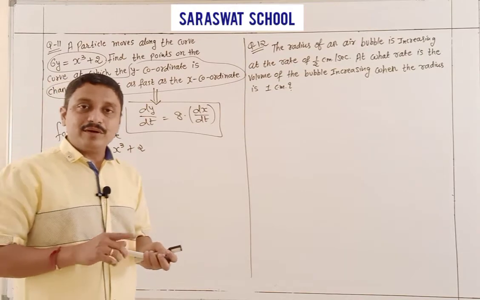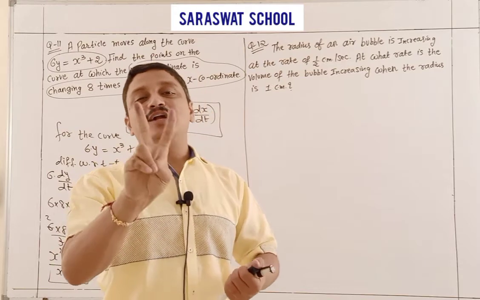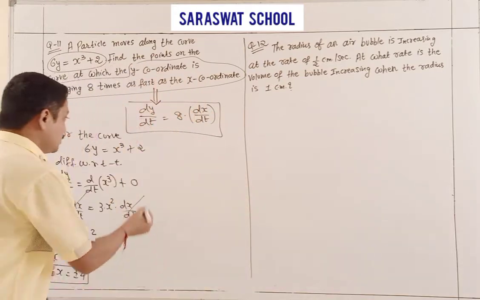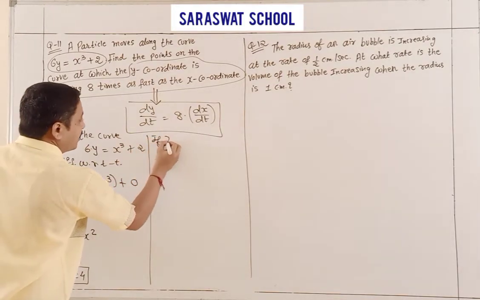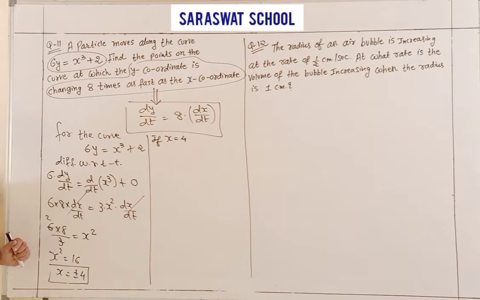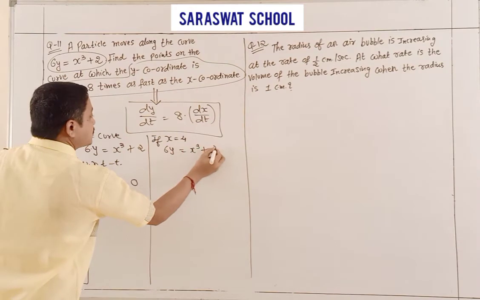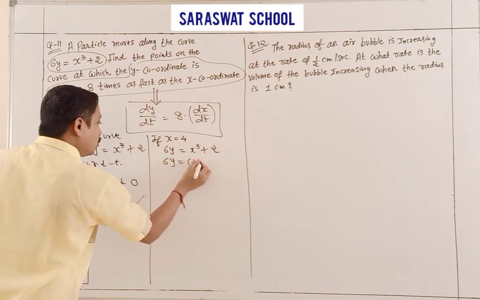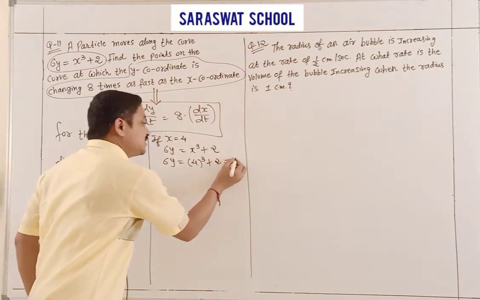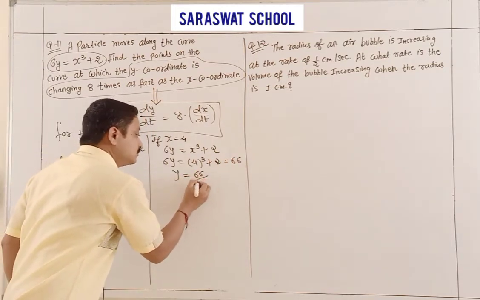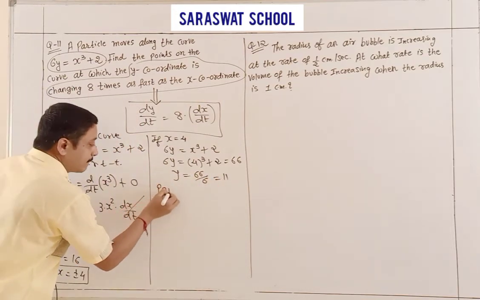This plus or minus 4: one time take plus 4 and second time take minus 4, and 2 points are derived on that curve. So I slowly take, one time, x equal to 4. So what is your curve? 6y is equal to x cube plus 2. Here 4 cube plus 2. 4 cube is 64 plus 2, it is 66. It means y becomes 66 by 6, which is 11. So this point is clearly known.